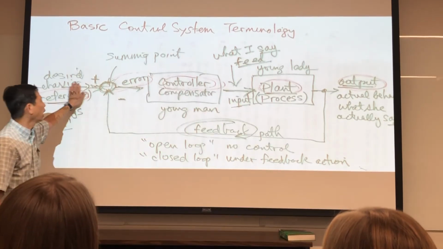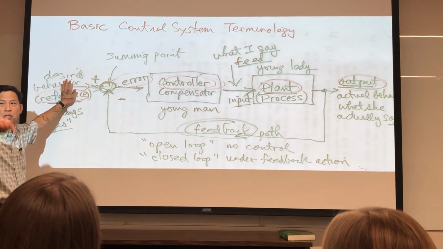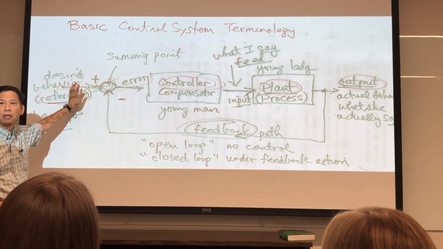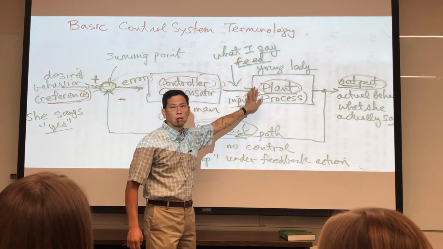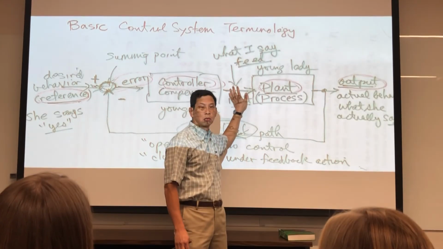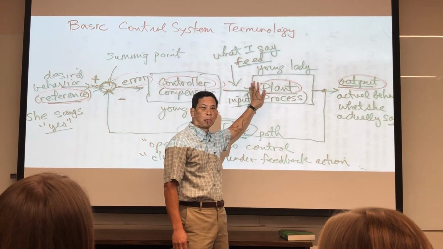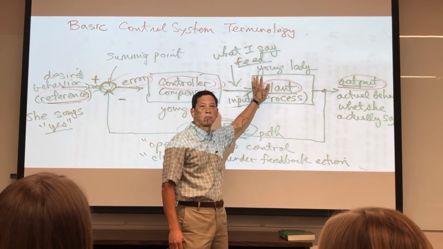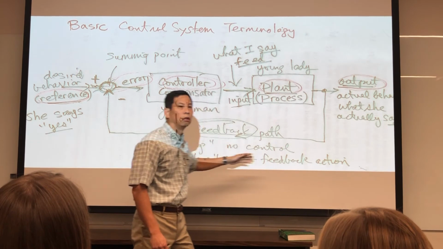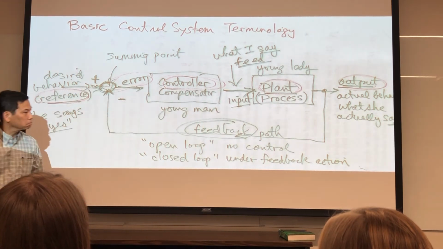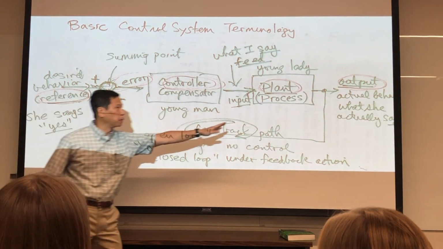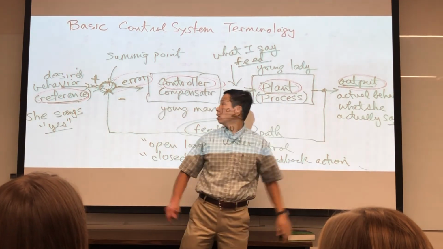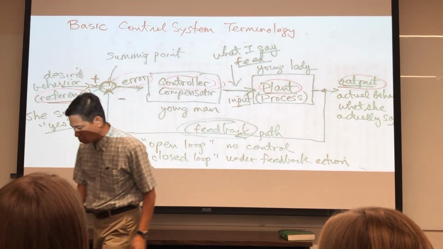You're going to have a desired speed, which you're going to select by punching on a keypad. And you're going to design some sort of system to change the amount of voltage that you apply to the motor so that the motor can speed up or slow down. And you want the thing to behave nicely. You would like the actual speed, the output, the actual behavior, to match the reference.